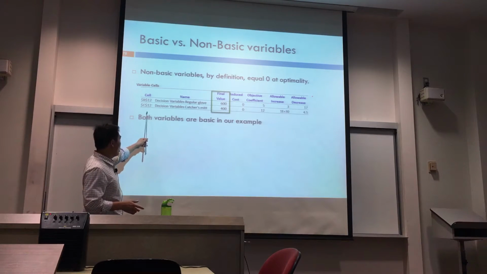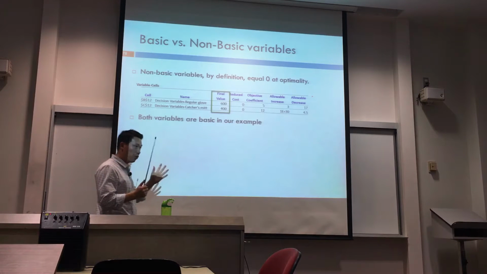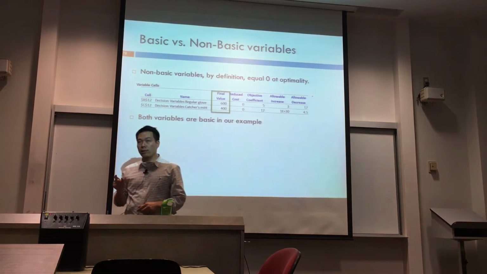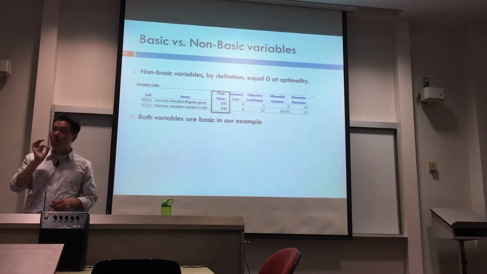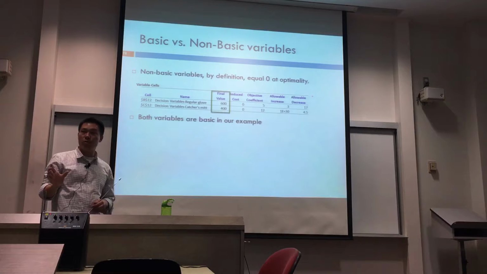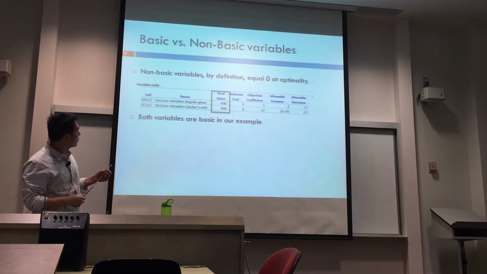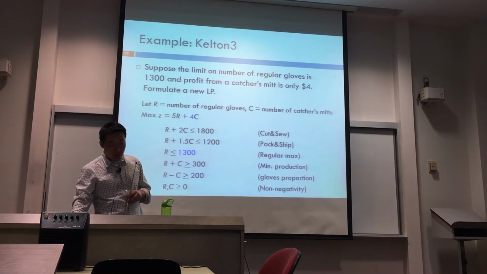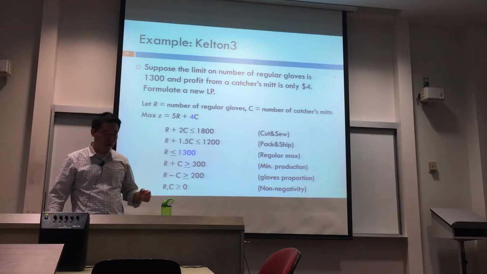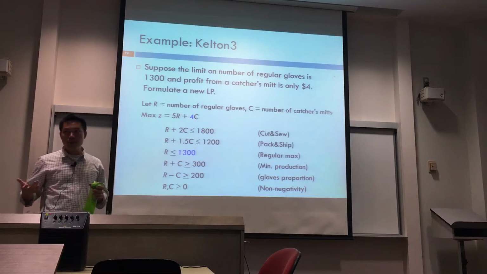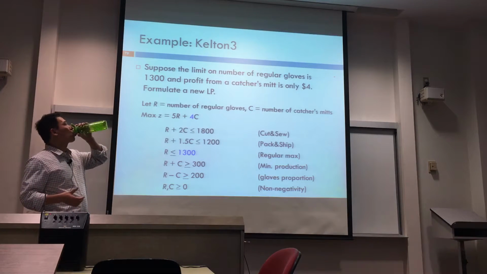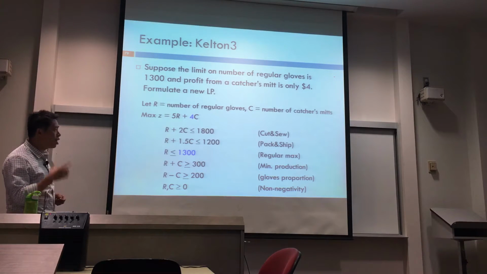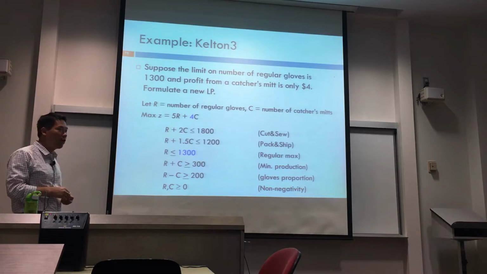So in our example here, the final values are 600, 400. That means in optimality, both variables are non-zero, so they are basic variables, right? What if some variables are non-basic? Of course, we have to change the parameters a little bit to find the situation where we have a non-basic variable.